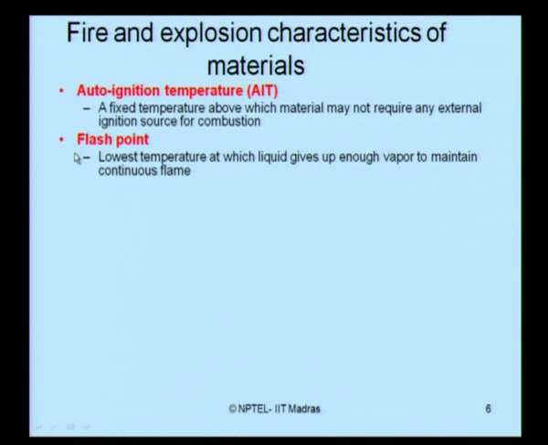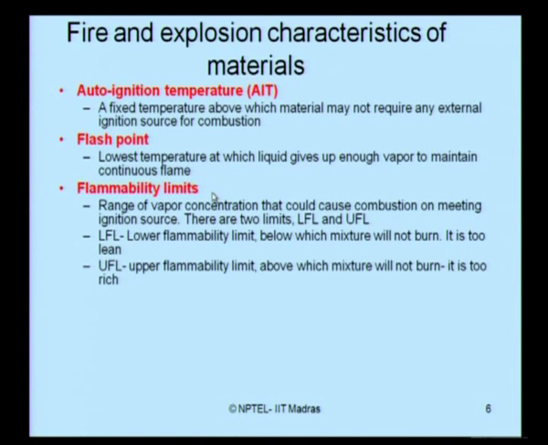The second important characteristic of a material is the flash point. What is a flash point? Flash point is the lowest temperature at which the liquid gives up enough vapor to maintain a continuous flame. If the operating temperature in your present situation goes above the flash point, the lowest temperature at which the liquid can give enough vapor, then the liquid can maintain continuity of the flame, and continuity of the flame means the fire is burning continuously.